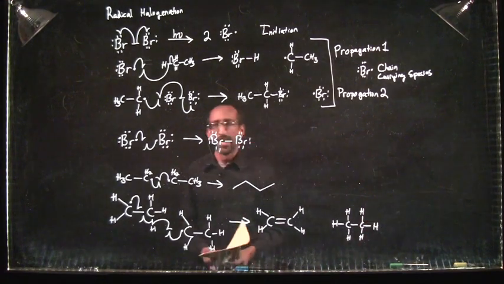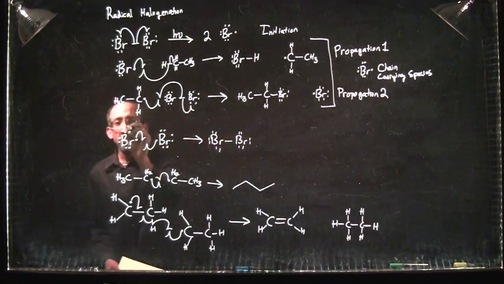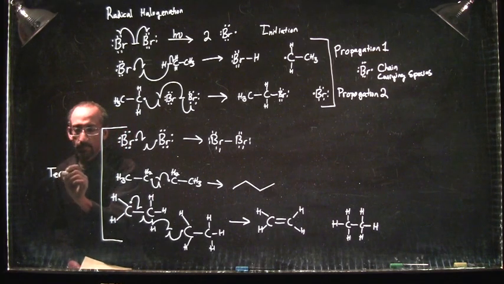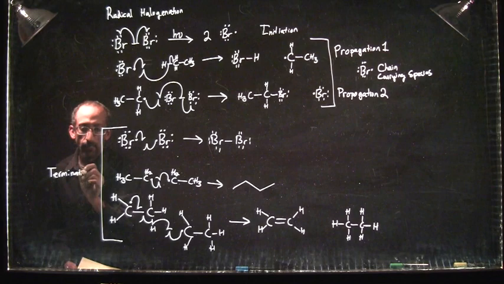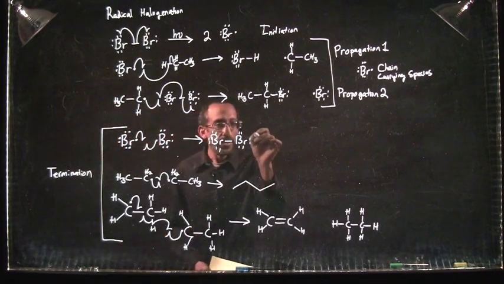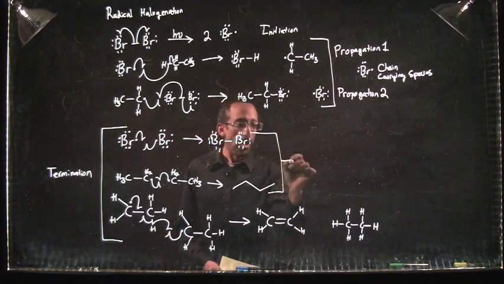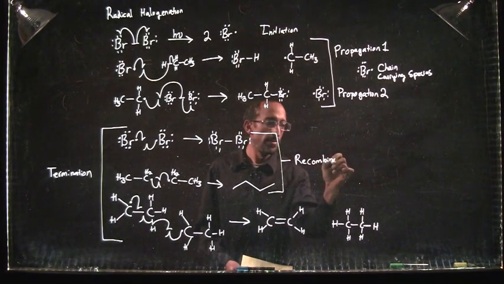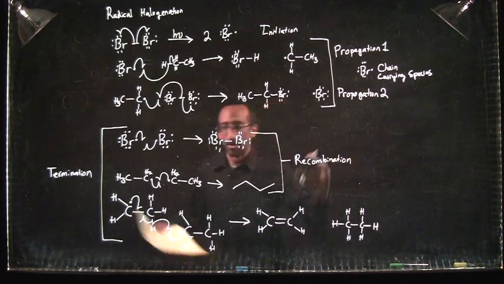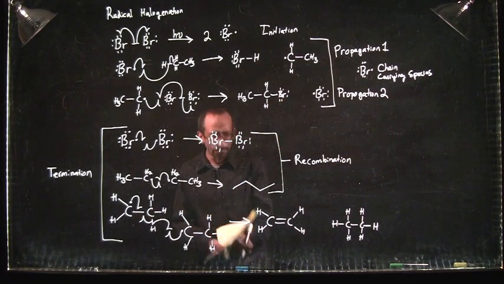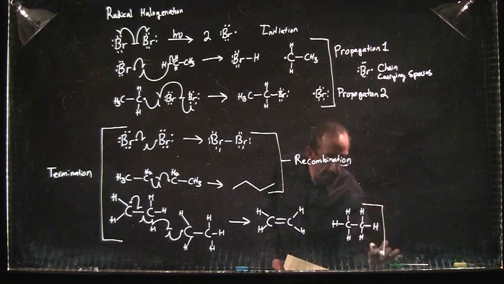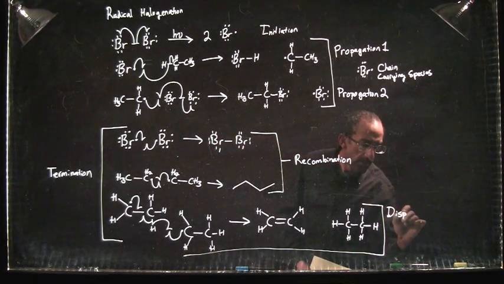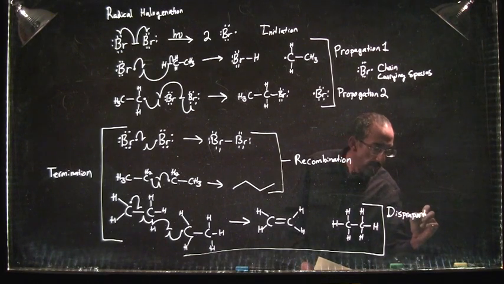Becomes fully saturated again. So all three of these are known as termination steps. However, these two are known as recombination because we are combining two radicals together, whereas this step down here is known as disproportionation.